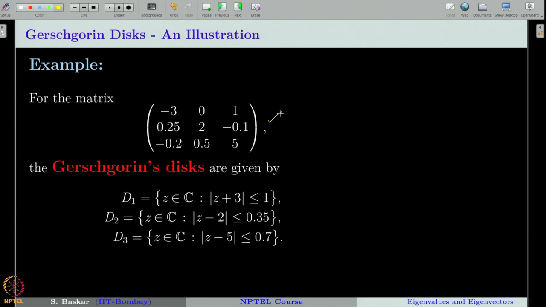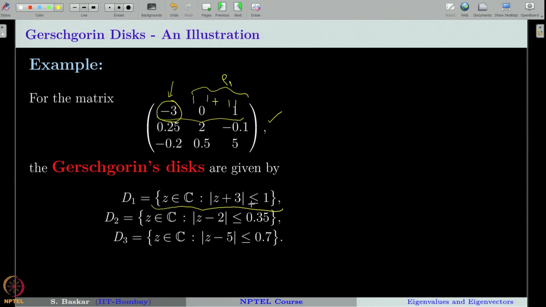How to construct that? Let us take the first row of this matrix. You have to take the diagonal element as the center of the disk and then take the modulus of all the non-diagonal elements of that row and sum them up, and that will be the radius, which we will call r1, and the center is the diagonal element. In that way, the disk 1, which is coming from the first row, is given by the set of all z in the complex plane such that mod z plus c is less than or equal to r1.